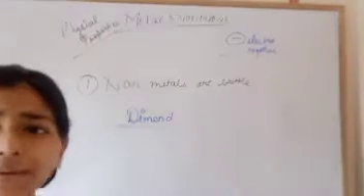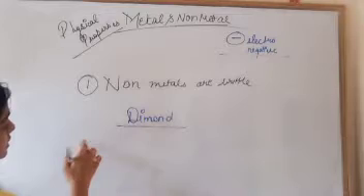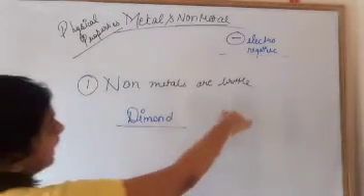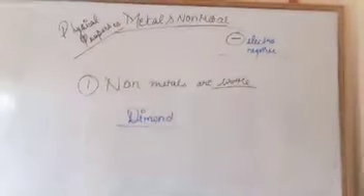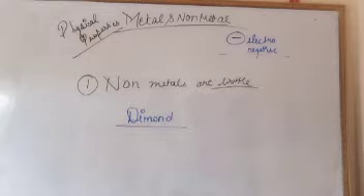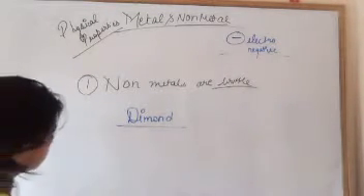Why are non-metals brittle? Because their intermolecular forces are weak. They are very soft and can be broken down into pieces, whereas diamond is very hard and cannot be broken down into pieces easily. Okay, this was the first property.